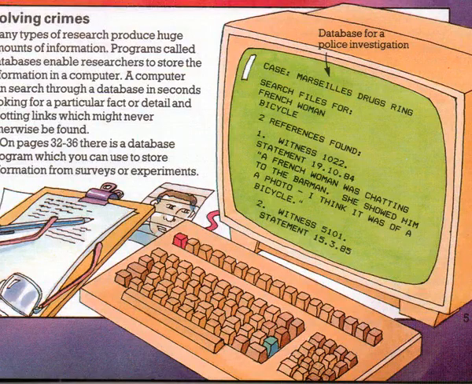Many types of research produce huge amounts of information. Programs called databases enable researchers to store the information in a computer. A computer can search through a database in seconds, looking for a particular fact or detail and spotting links which might never otherwise be found.